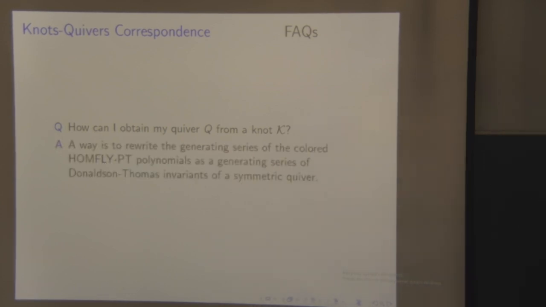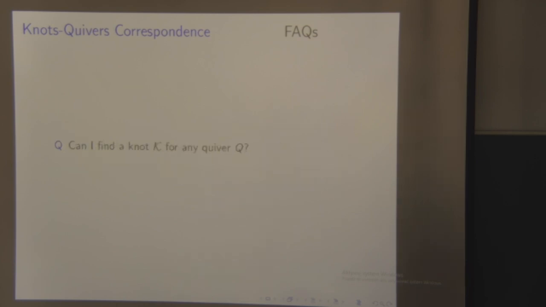So it's always a way to obtain a quiver from a knot is to rewrite the HOMFLY-PT polynomial in terms of a generating series and deduce the quiver from the exponents. Can I find a knot for any quiver? What do you think?